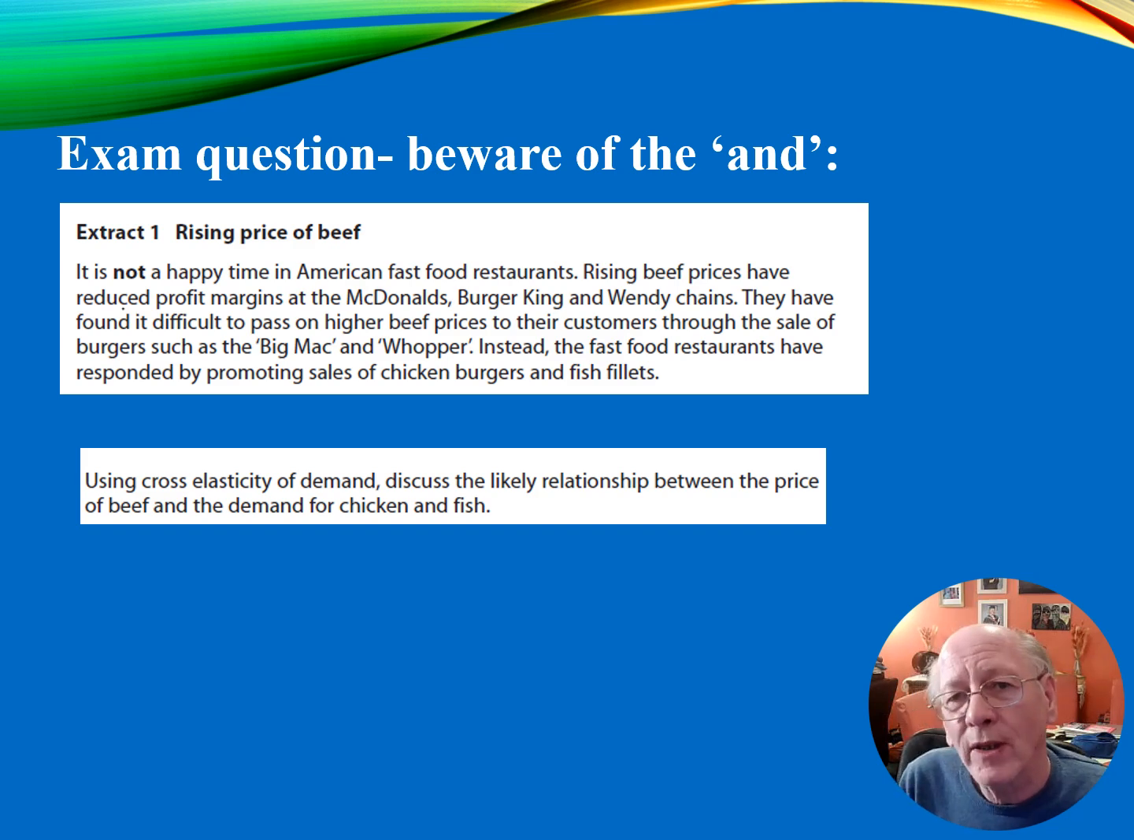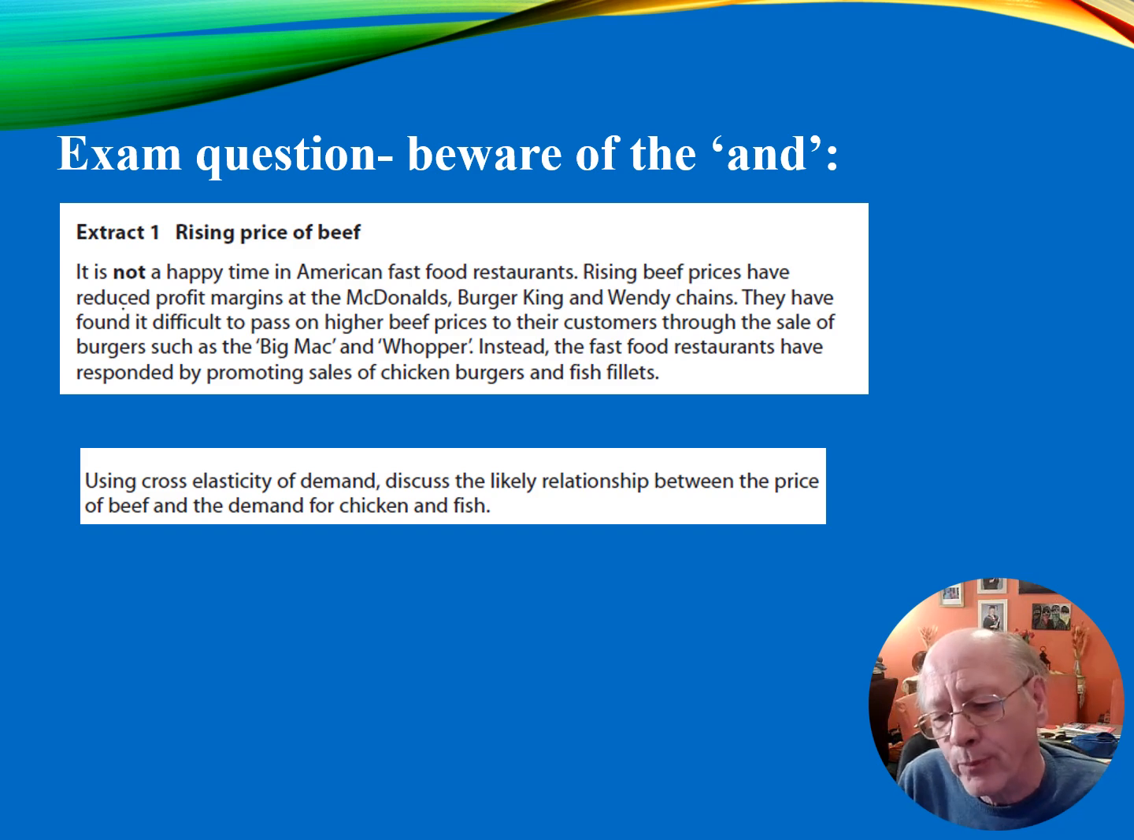Well, I think most people would get the KAA mark to give you a definition of cross elasticity. They turn around and say, okay, if the price of beef goes up, then chicken and fish are substitutes, so the demand for those is going to rise, so it's going to be a positive figure. Great, they've mopped up the KAA marks, but this was an evaluation question. That word discuss means it's an evaluation.